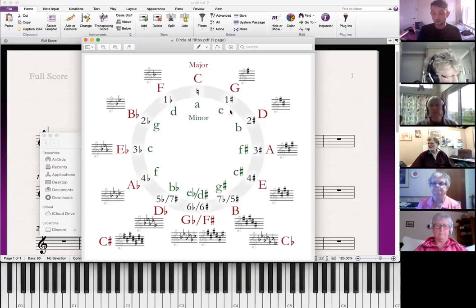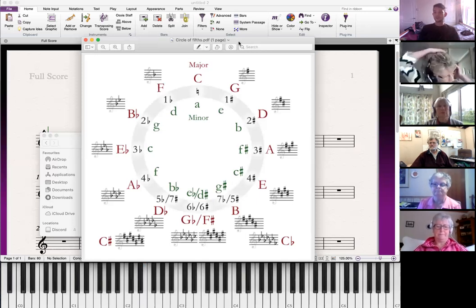The keynote of a piece or of a scale would be the note that it starts and ends on. So for instance, with C major, the keynote is C. With G major, the keynote is G. With A minor, the keynote is A, and you get the picture.